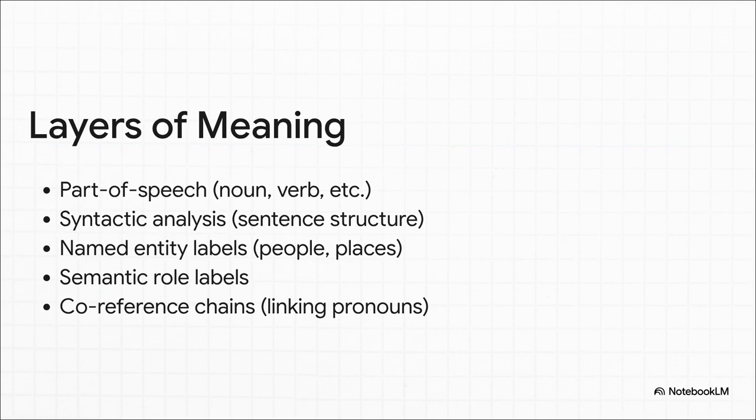And here's the crucial part. This annotation isn't just one simple layer of tags. Oh no, it is a rich, multi-layered process. We're not just saying, that's a noun, that's a verb. We're mapping the entire sentence structure. We're labeling the names of people and places. We're figuring out the semantic roles and even tracking who "he" or "she" is referring to across a whole paragraph.